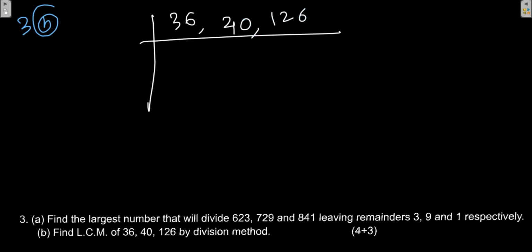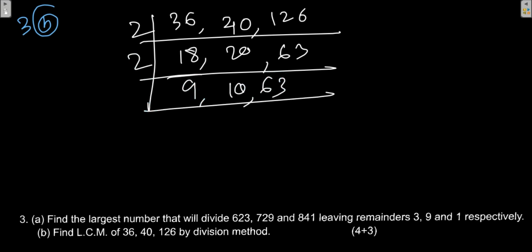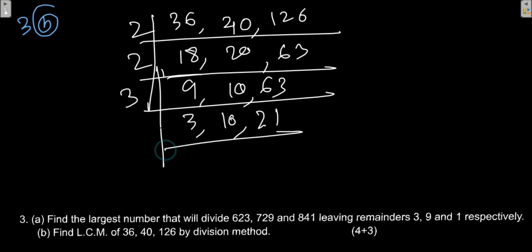40 and 126. Here first of all, as I can see, all of them are even numbers, so we can start with 2. 2 18s are 36, here 20, and here 63. Acha, here if you see, I can give it 2 again, 9 2s are 18, 10 will be 5, and 63 will remain the same because it's an odd number. Acha, next if I go with 3, 3 3s are 9, 5 will remain, and here 3 21s are 63. Here again if I go with 3, 1, then 5 again, it's 7.